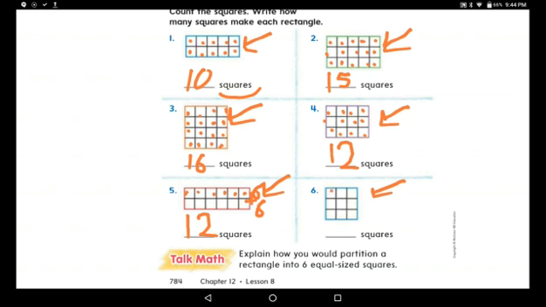Then here 1, 2, 3. This is a 3. So for sure, the other row will have 3, and the third row will have 3. So now 3 plus 3 plus 3 is 9 squares. And instead of continuing to count 1, 2, 3, 4, 5, 6, 7, 8, 9, I can say 1, 2, 3.